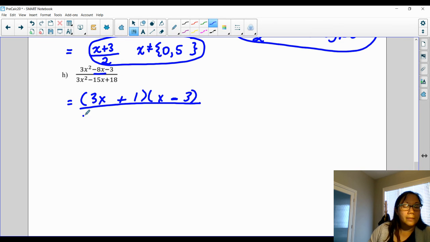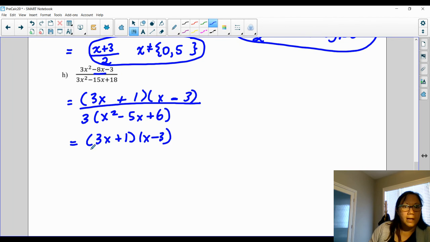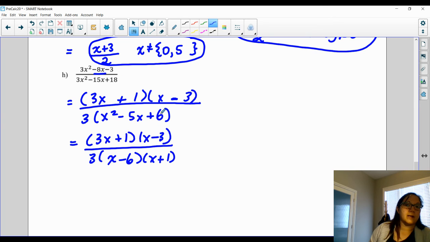Okay, when I look at the bottom though, happy times, I actually do have a GCF of 3. So that has made my denominator a little bit easier to factor than the numerator. I'm just going to copy my numerator, copy my GCF of 3, and do my factoring. So x squared minus 5x plus 6 factors to be x minus 6 times x plus 1.